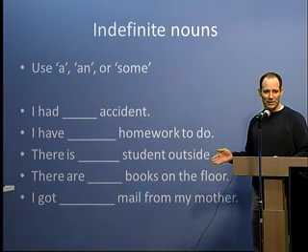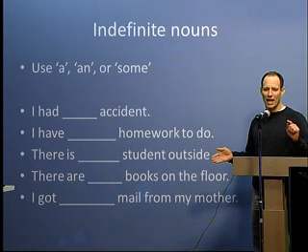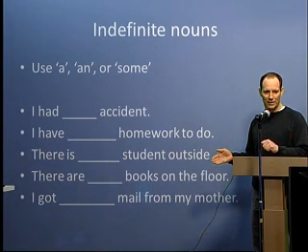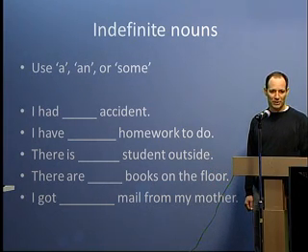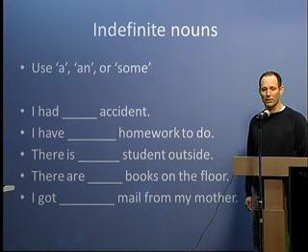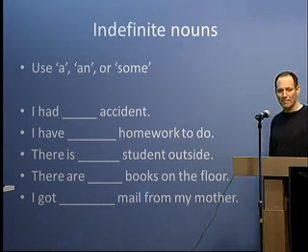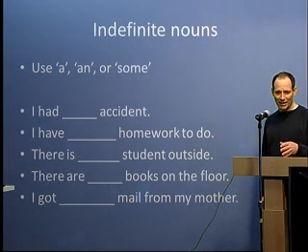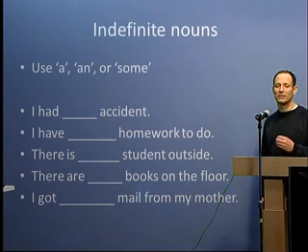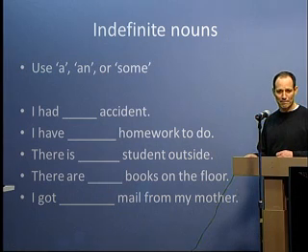The third one, there is student outside. Student is singular count, so there is a student outside. And then there are books on the floor. We'll put there are some books on the floor because books is plural. And the last one, I got mail from my mother. Mail is a non-count noun, so we'll use some. So I got some mail from my mother.